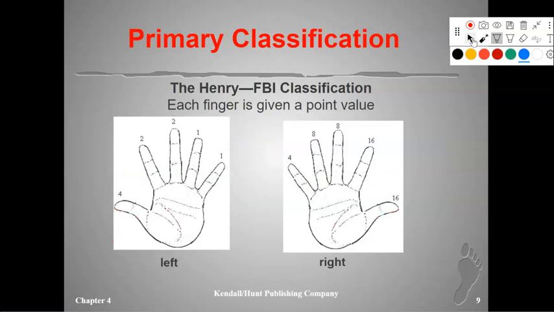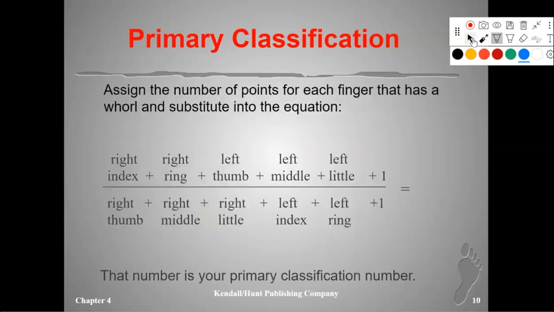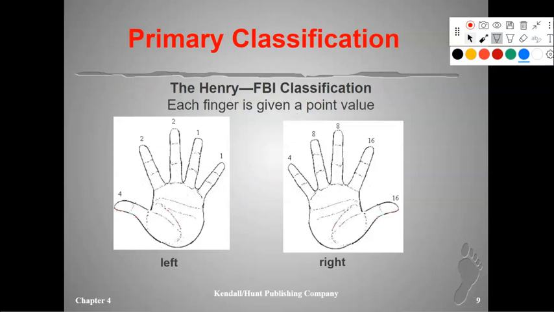All right, your primary classification, this Henry code, has to do with where whorls are on each finger. All right, so you assign the number of points for each finger that has a whorl. So let's say this person has a whorl here, here, here, and here.